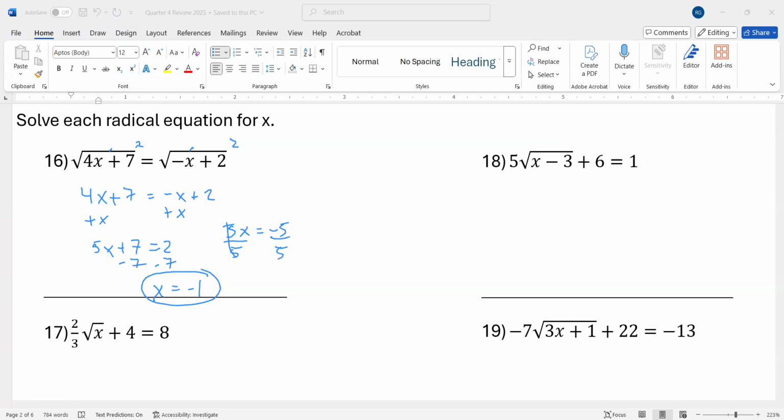Next one, I've got some numbers on the outside of the radical that I need to get out of there. So subtract 6. 5 radical x minus 3 equals negative 5. That 5 is being multiplied, so I'm going to divide it. So I get the square root of x minus 3 equals negative 1. Can the radical ever equal a negative? No. So my answer here is no real solutions.